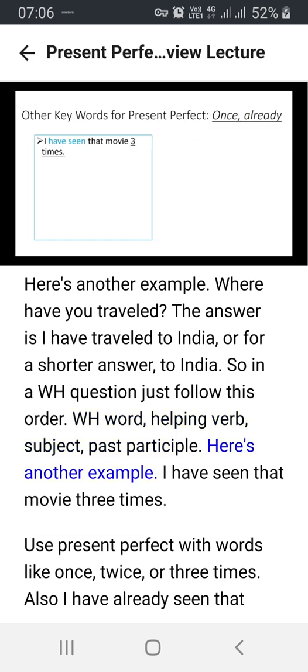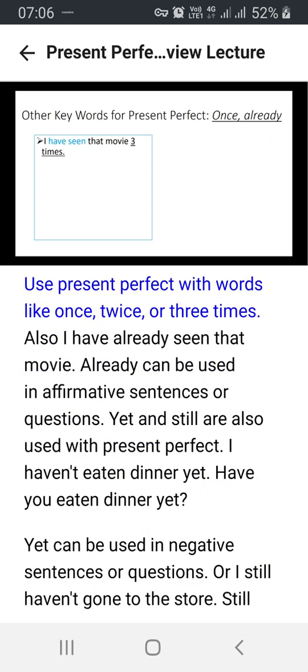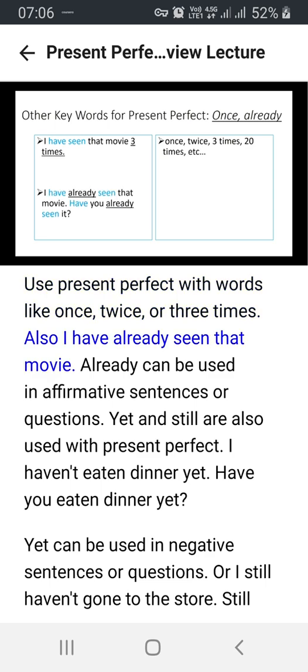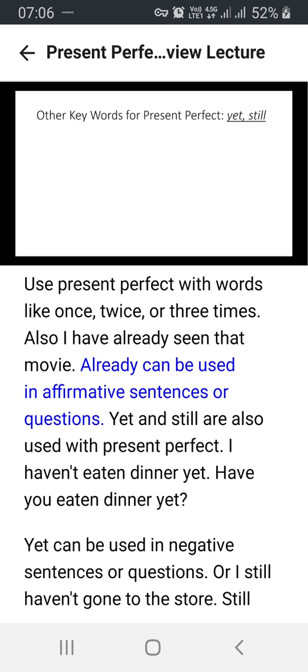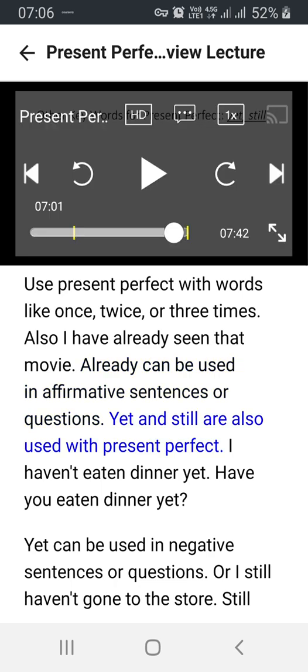Here's another example. I have seen that movie 3 times. Use present perfect with words like once, twice, or 3 times. Also, I have already seen that movie. Already can be used in affirmative sentences or questions. Yet and still are also used with present perfect.